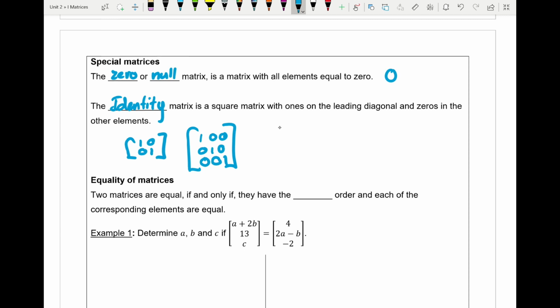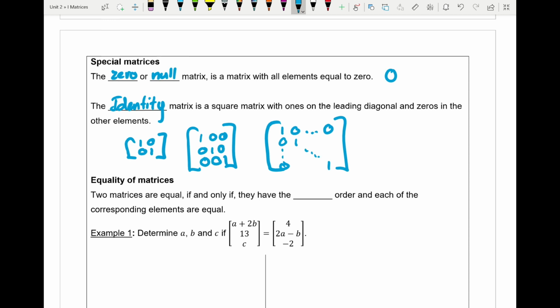Our general form would be 1, 0, and then dots to show that the 0s go on, 1s on the leading diagonal, dots to show that the 1s continue, and also dots to show that the 0s continue there. So just make it as big as you need it to be, but it's always going to be square. Okay, equality of matrices.